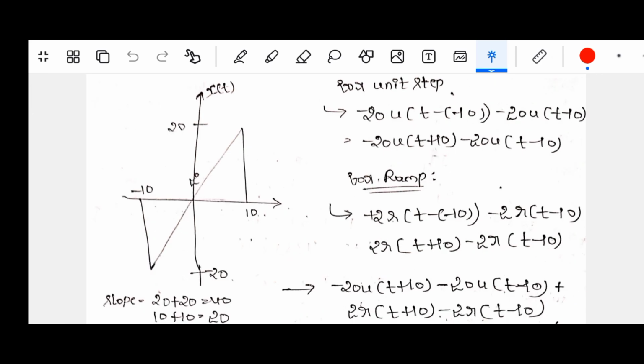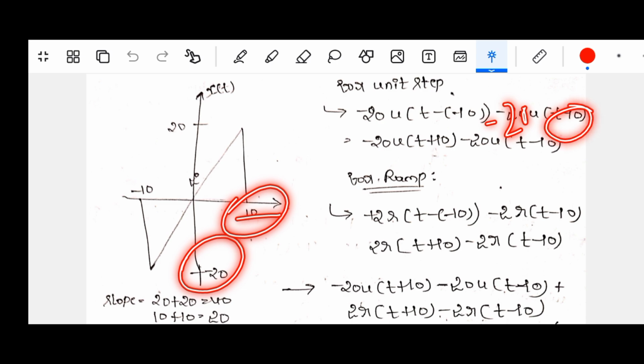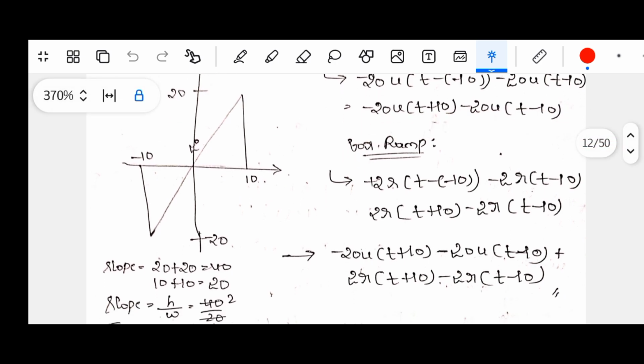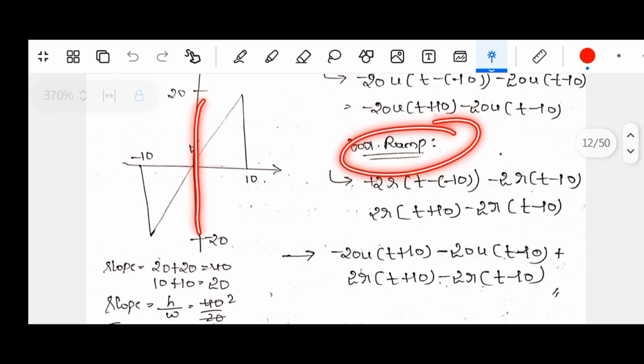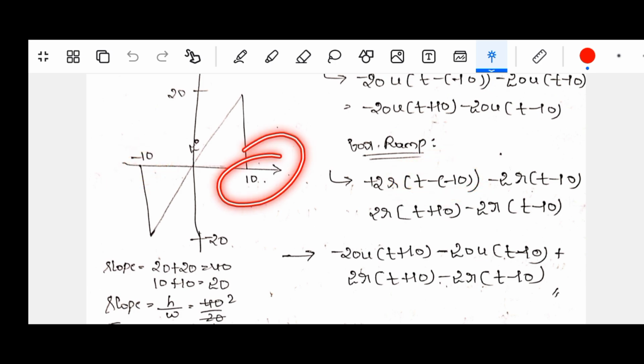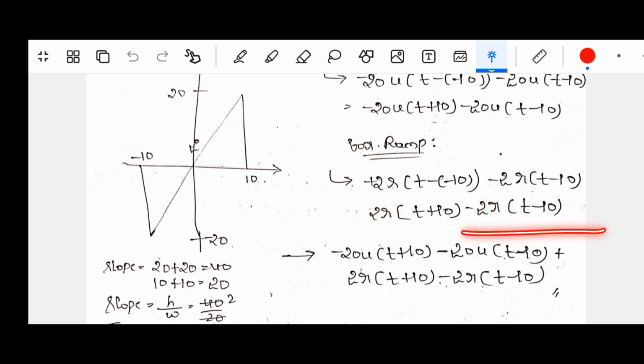See this problem here. It is starting from minus 20 u(t+10). For minus 20 into u(t-10), it is plus, therefore only t minus 10. So minus 20 into u(t+10) minus 20 into u(t-10). This is the final equation for the unit step function. For the ramp function, here we find the value. We will get 2. Therefore 2 into r(t+10) minus 2 into r(t-10).